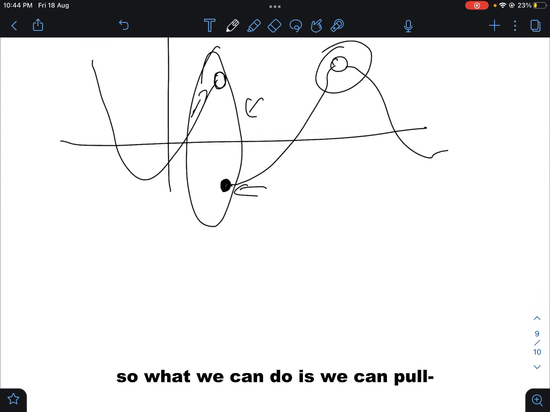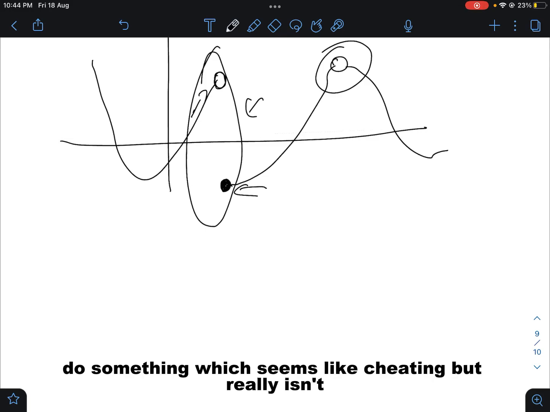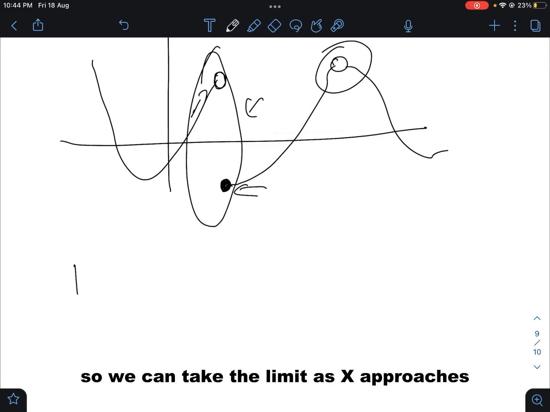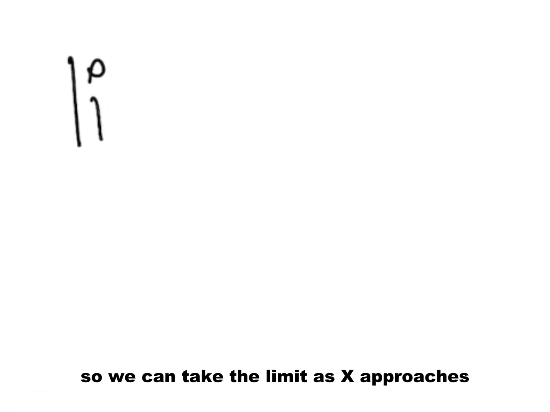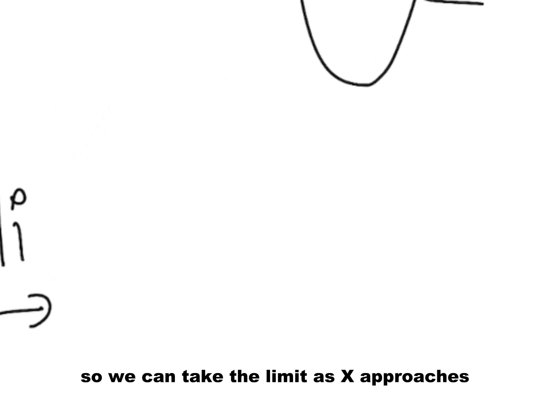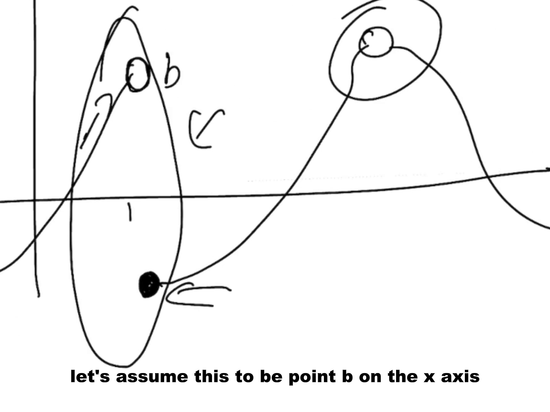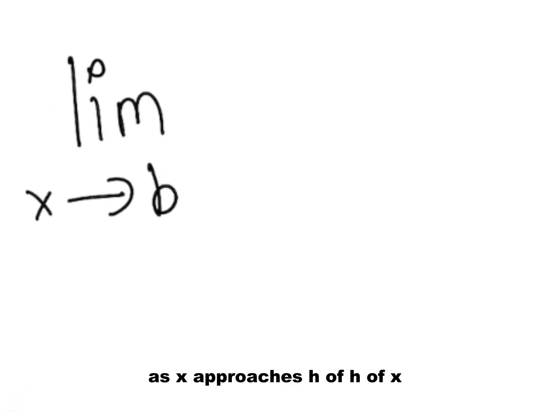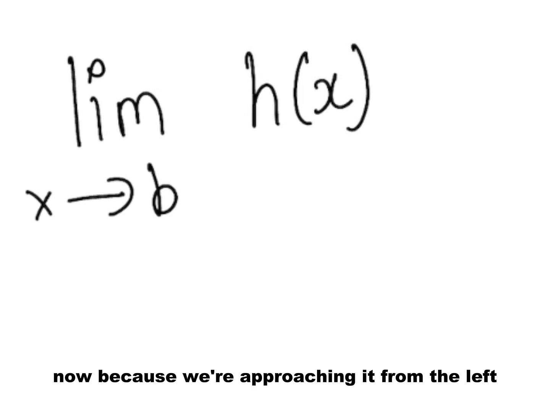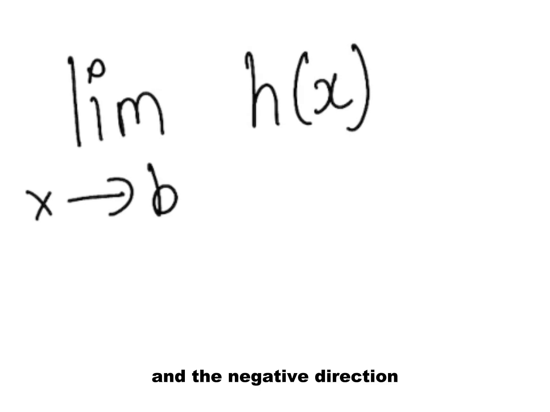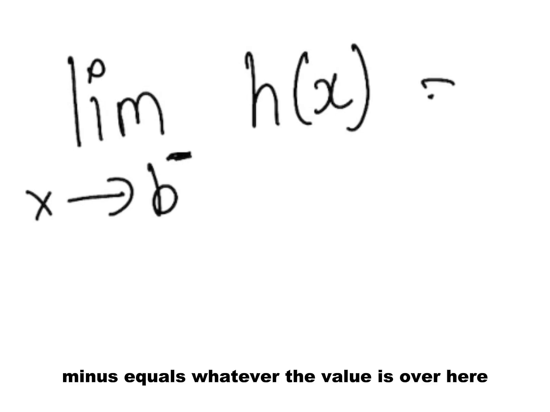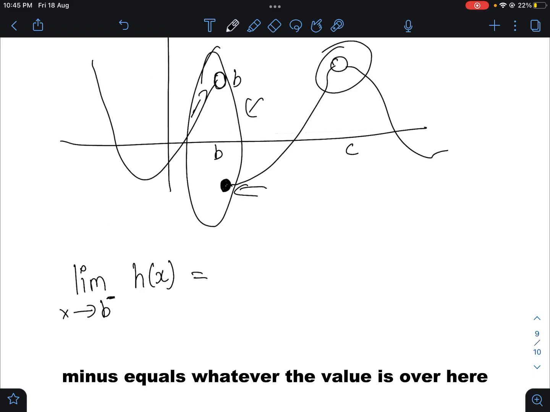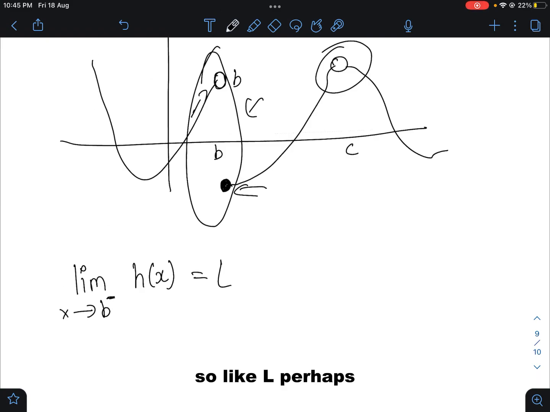So what we can do is something which seems like cheating but really isn't. We can take the limit as x approaches, let's assume this to be point B on the x-axis and this to be point C on the x-axis, as x approaches B of h of x. Now because we're approaching it from the left, in the negative direction, we can write this as B minus, equals whatever the value is over here, so like L perhaps.